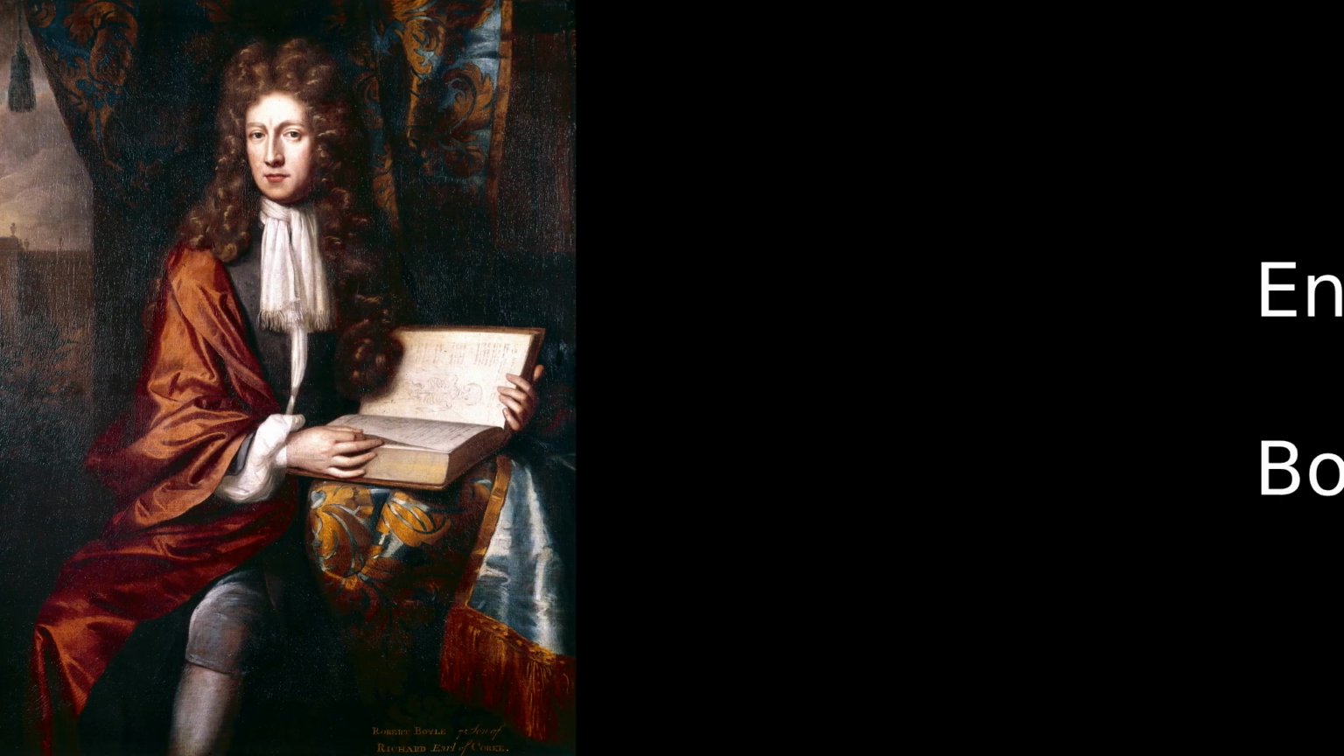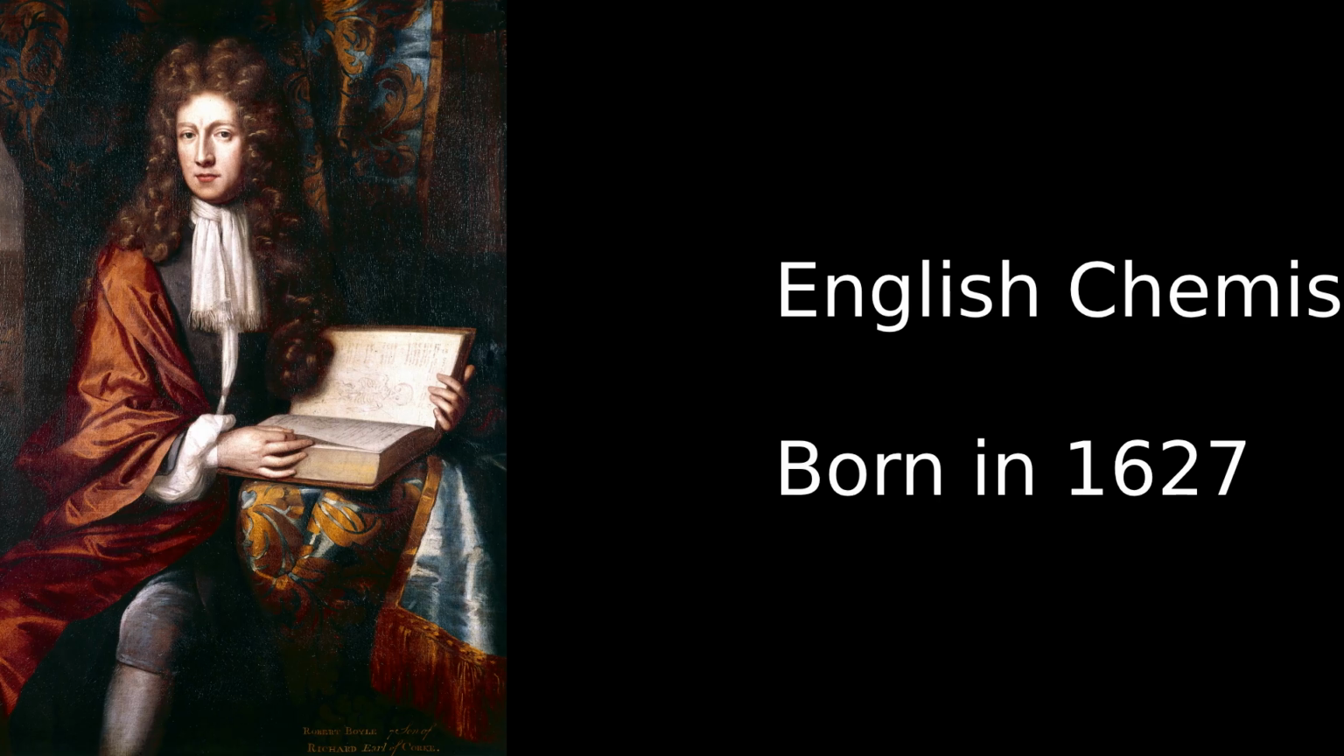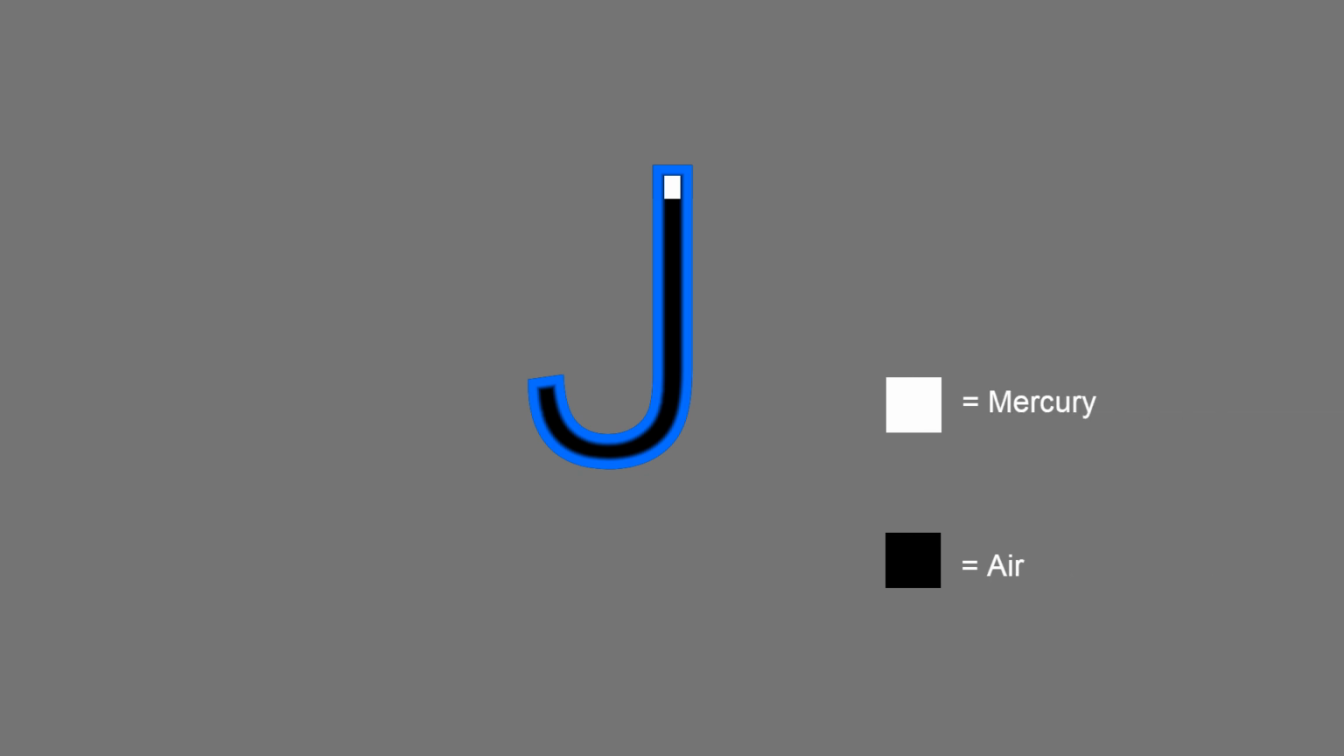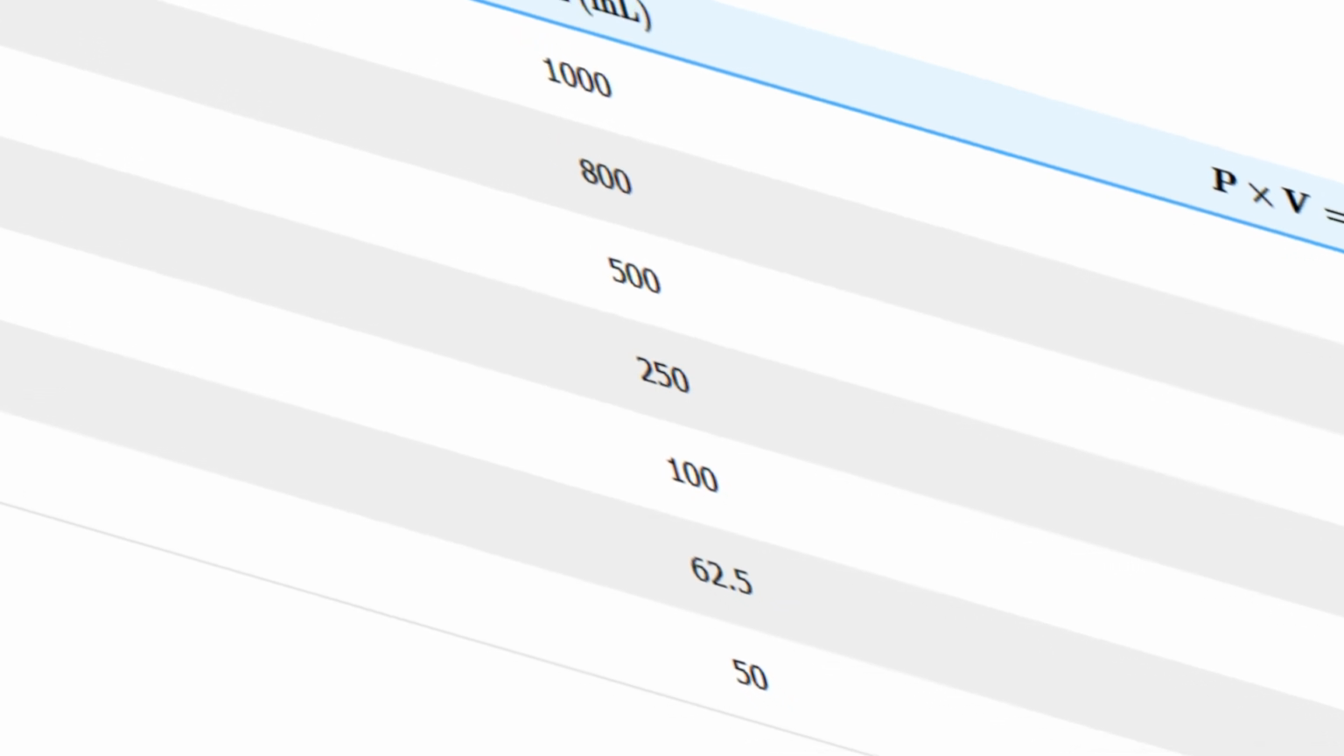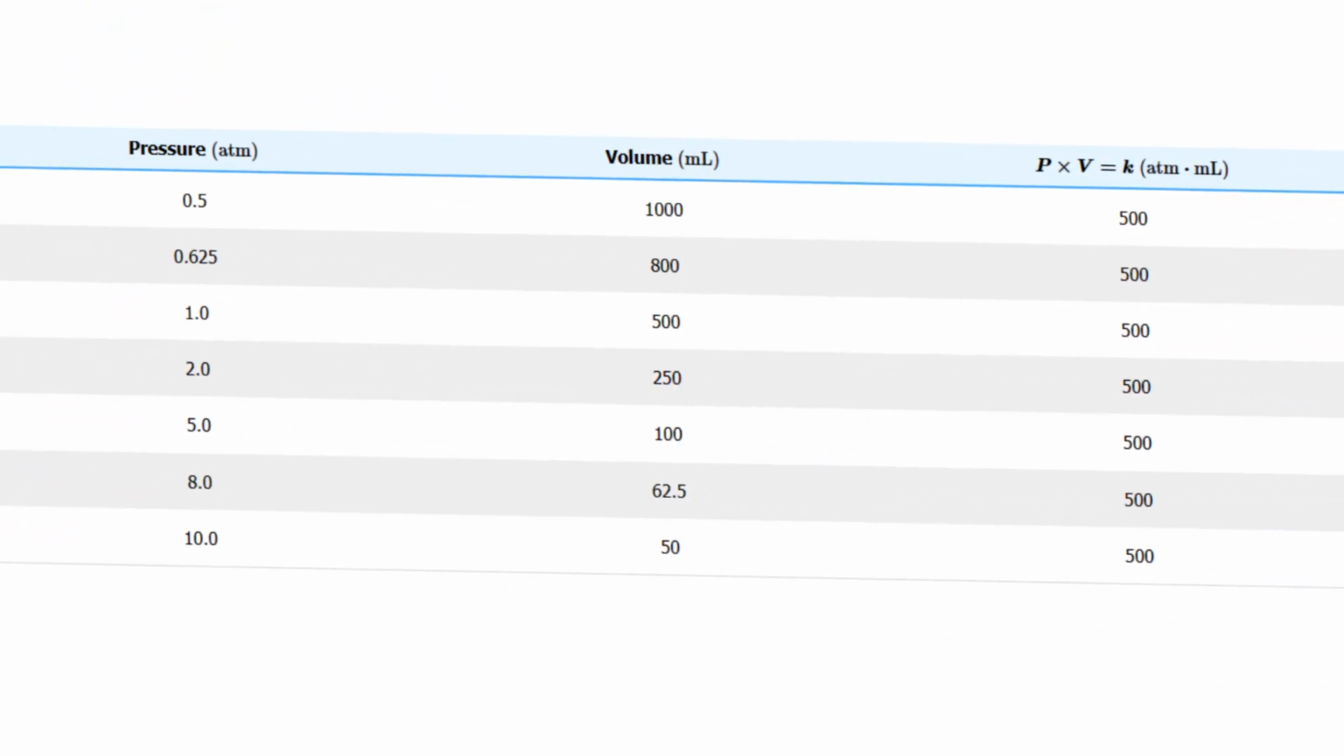Robert Boyle was an English chemist who was born in 1627. In 1661, Boyle did an experiment with a J-tube, where he trapped oxygen inside of a tube by plugging it up with mercury. By expanding and contracting the mercury, he could increase and decrease the pressure within the tube. Boyle noticed that the product of the pressure multiplied by the volume was constant throughout the experiment.